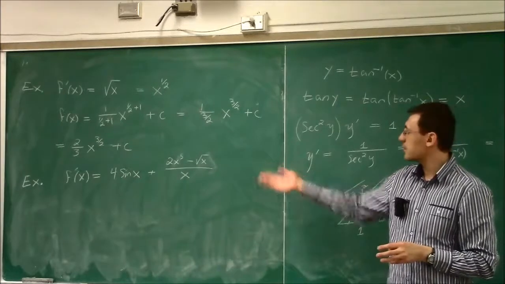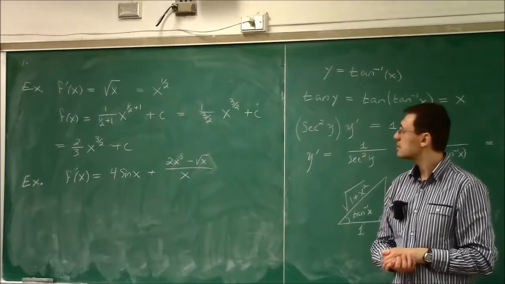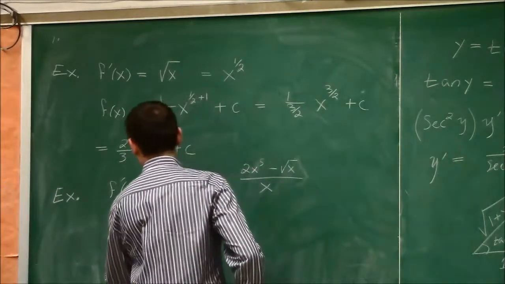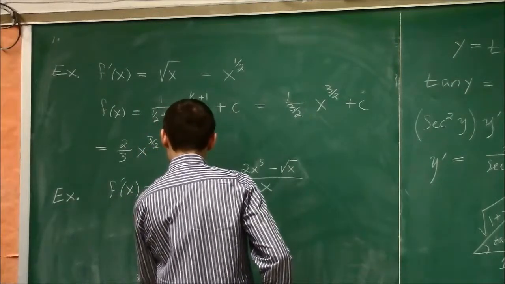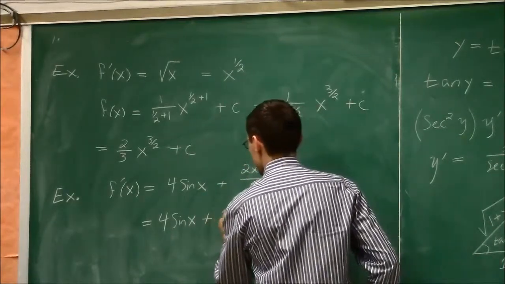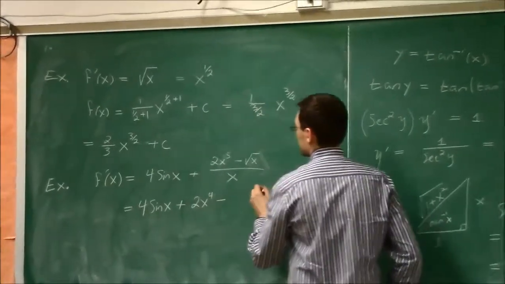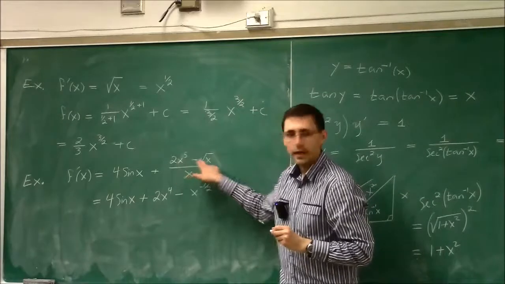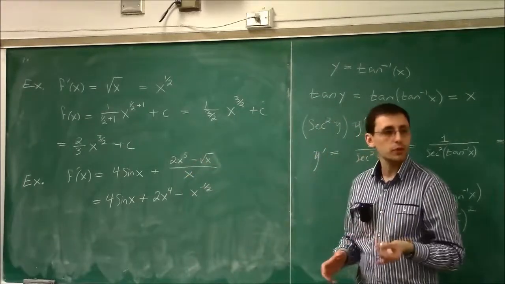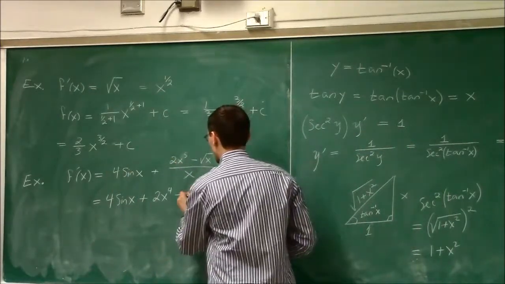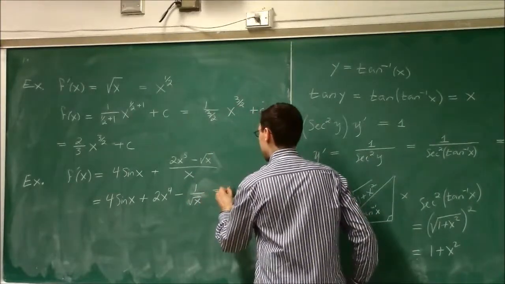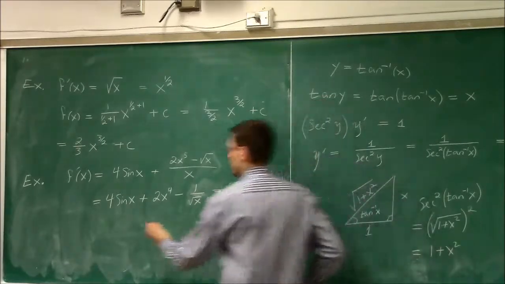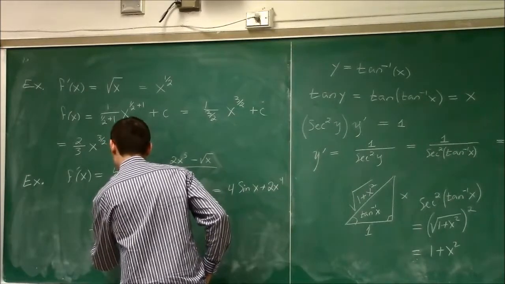Look at this equation, there is something you can do to make it very manageable. So for example, what can you do here? You can write this as 4 sine x plus 2x to the power of 4 minus x to the minus 1/2. Just divide by x. Root of x divided by x is just 1 over root x. So this is 4 sine x plus 2x to the 4 minus x to the minus 1/2.